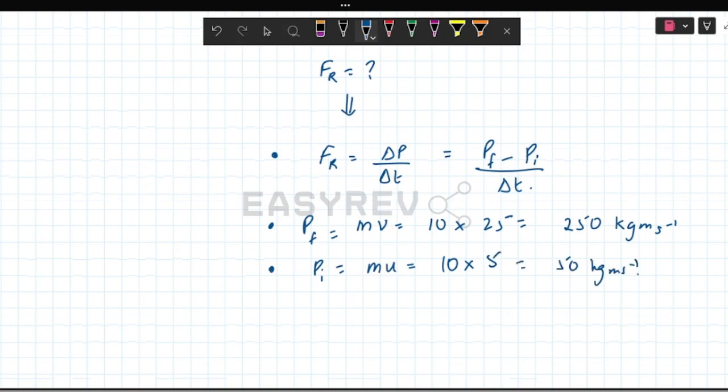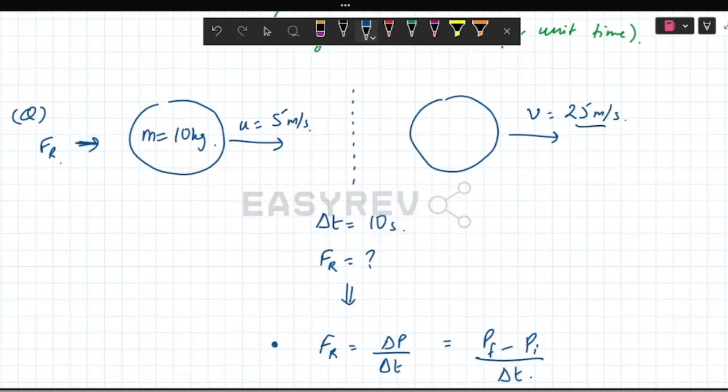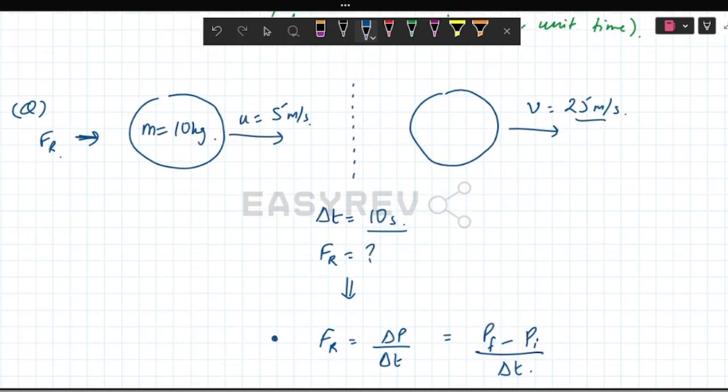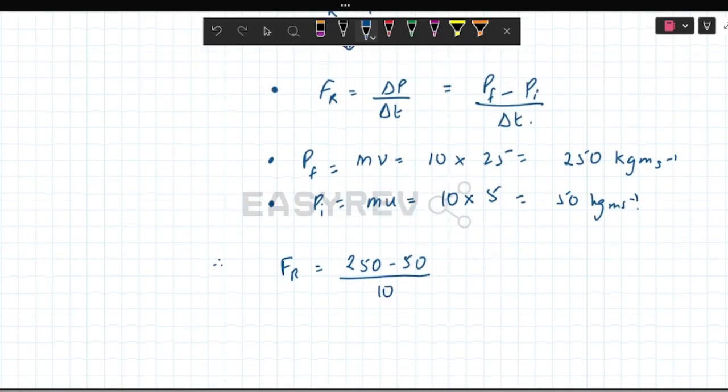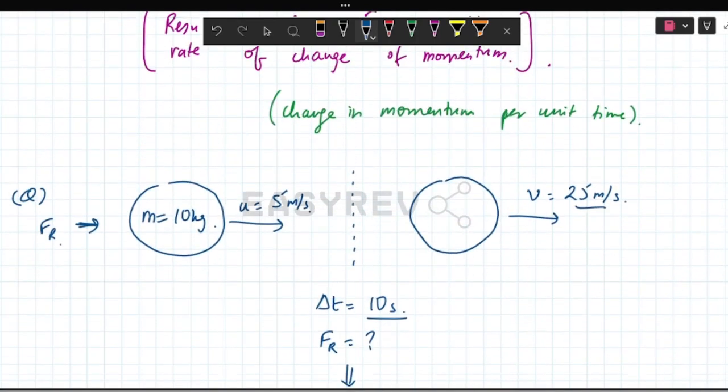So now it's just a matter of plugging everything in. I get 250 minus 50, divided by the time duration of this force exerted, which is 10 seconds, and I get 200 divided by 10, which gives me 20 newtons. So for this amount of a change in velocity to occur, the resultant force that's exerted must be 20 newtons.